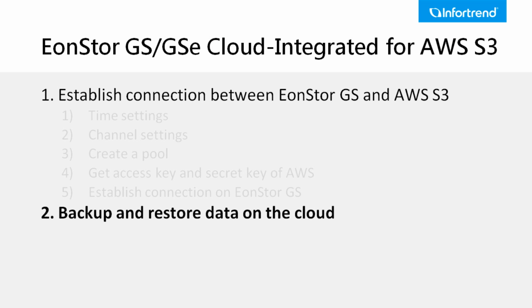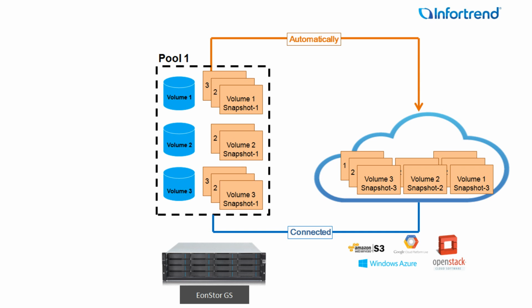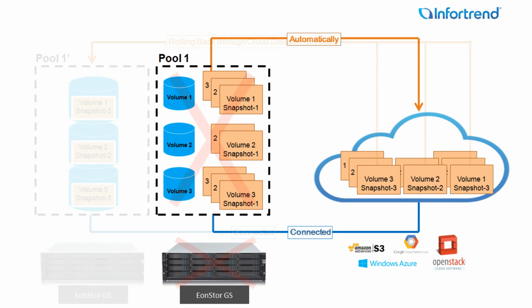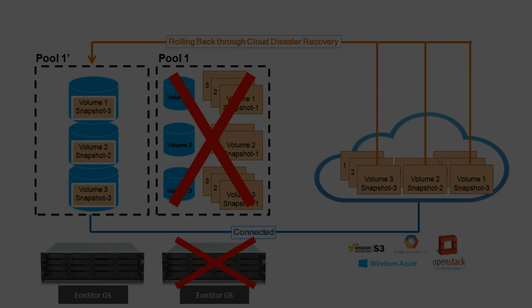The second part will demonstrate how to restore EonStor GS with data backup on the cloud. We will transfer some data to the cloud integrated volume we just created, then shut down the power of EonStor GS to simulate a disaster, and finally use another EonStor GS to recover data backed up on the cloud.